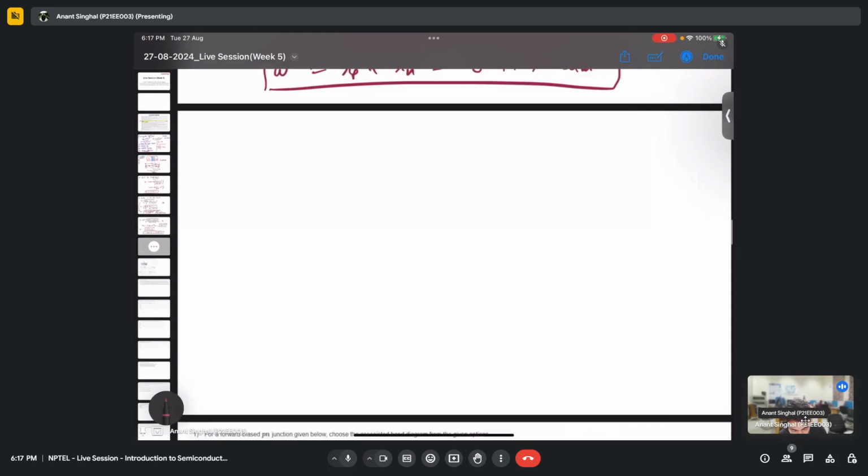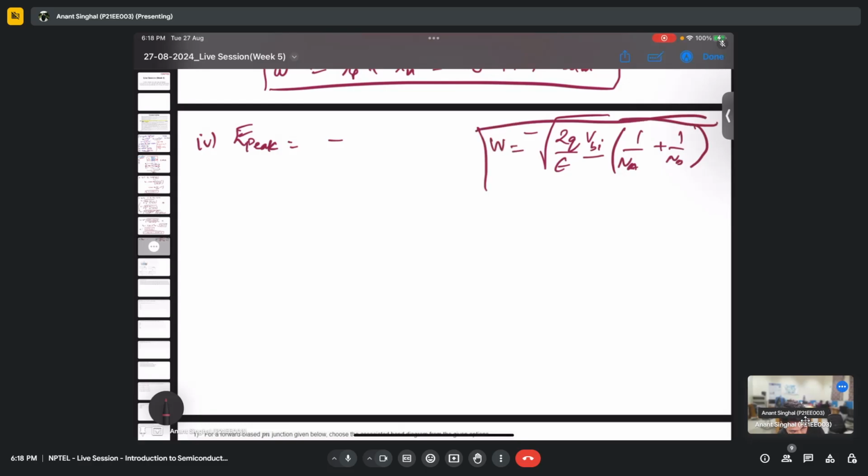So does anyone remember the formula for Emax? Anyone? Square root of 2q by epsilon, VBI divided by 1 by Na plus 1 by Nd. Okay, so again, I guess you're getting confused. This is a similar formula for the depletion width, not peak electric field.